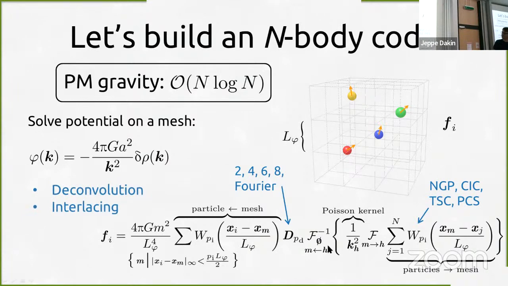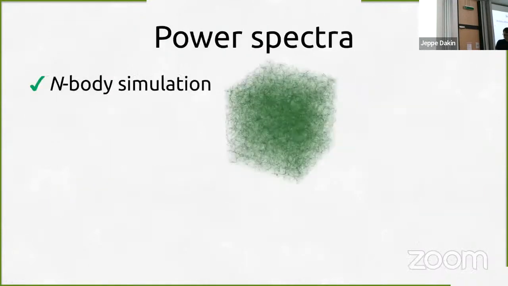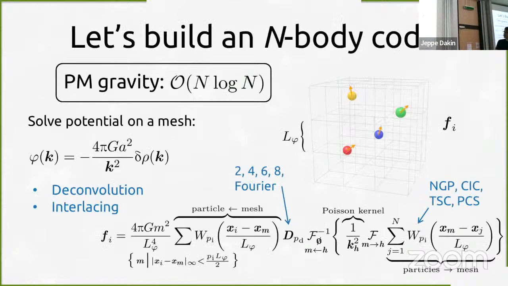Right. And then on top of this, there also comes the fact that we can deconvolve the potential, which is just some way of correcting for the interpolation. And we can also use interlacing, which is another way to do this more precisely, but it's much more costly as well. Okay. And yeah, the main point of this thing is that it has n log n complexity. So it's much faster than n squared.